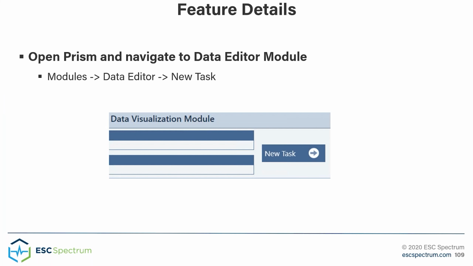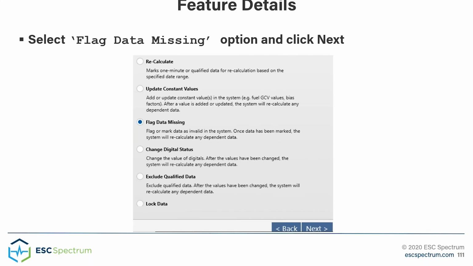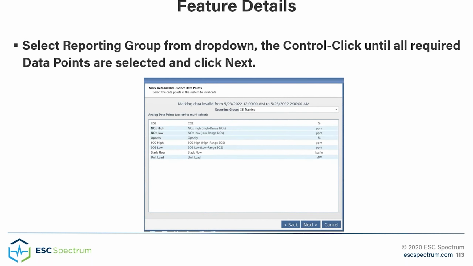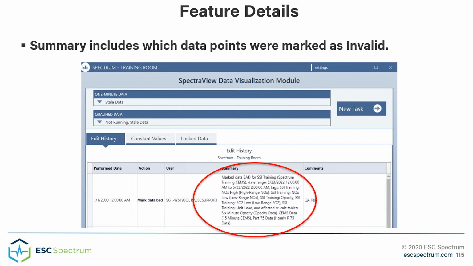So you would get into the data editor, click new task, and you would get into the data editor wizard, and you have this flag data missing option. Click on that, go next, and you just run through the stuff as per usual with the date, time, pick your points, do all your verification, leave a comment if you're a good support engineer, and click finish. And now if you look at that edit history, you can see that it actually lists off the points that were edited, that were marked bad during that workflow.